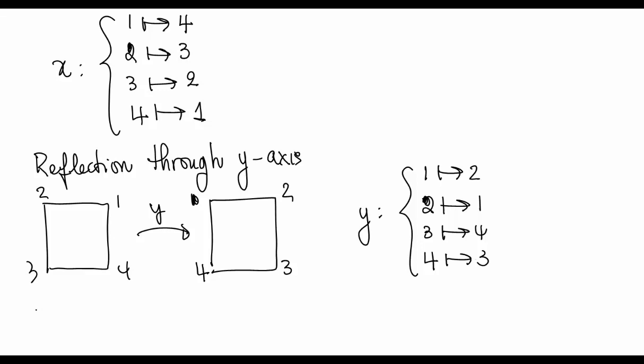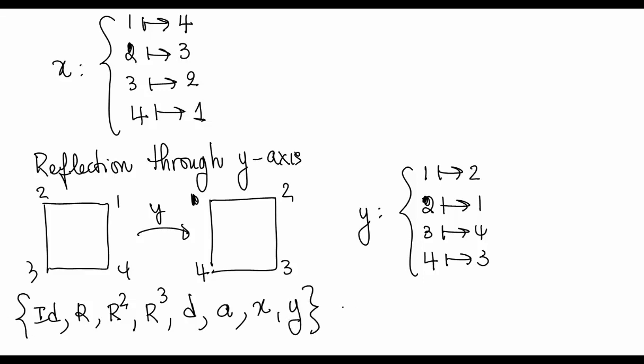And so this gives us what? So far we have the identity, we have a rotation counterclockwise by pi over 2, 2 of those rotations, 3 of those rotations, and 4 rotations counterclockwise by pi over 2 gives us back the identity. We saw D, reflection through the 1st diagonal, reflection through the 2nd diagonal, and reflection through the x-axis and reflection through the y-axis. I claim that this set here is in fact a set of all symmetries of the square.